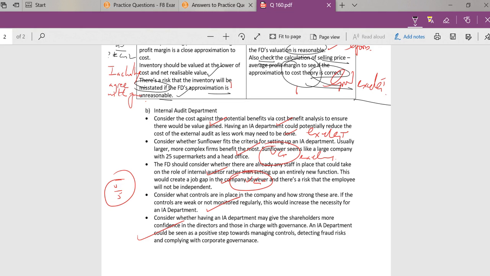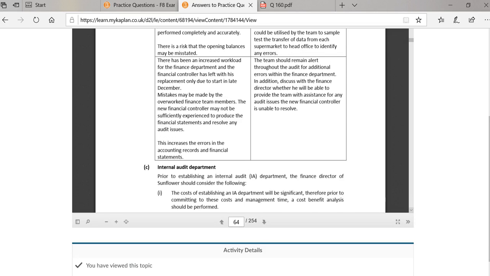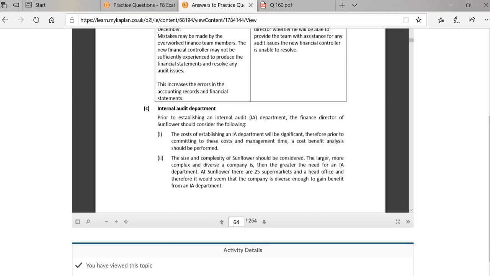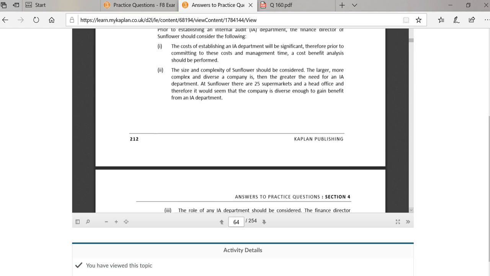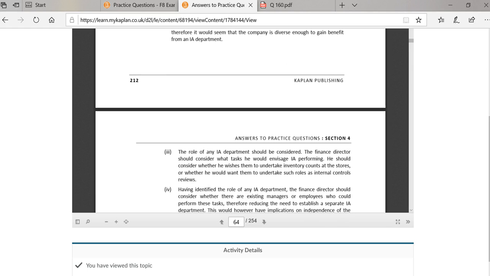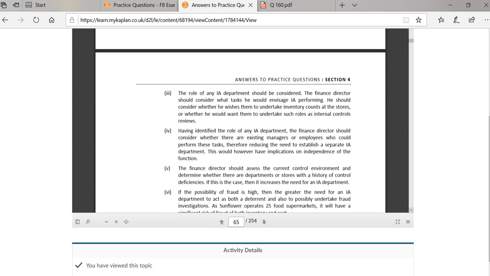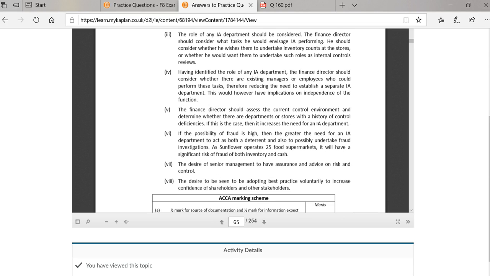So let's look at their answers and highlight the big points: the cost, size and complexity. The larger the organization, the more it makes sense. I mentioned and talked about the different cases. If you have big organizations with big functional areas, it makes sense to have a separate internal audit function. We have to ask questions about the degree of independence. Will they be able to answer to an audit committee, for example? So the role of the internal audit department should be considered. The finance director should consider whether the tasks, such as inventory counts, can be done. Remember, we talked about internal audit being able to do a range of tasks. Can people do it? So yes, some very good work.